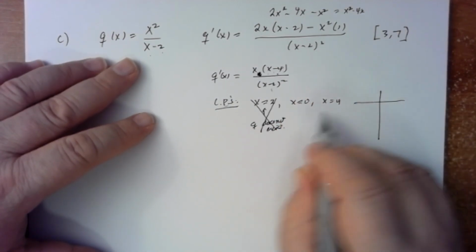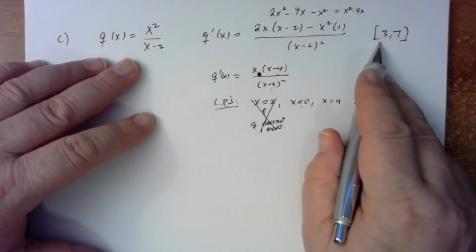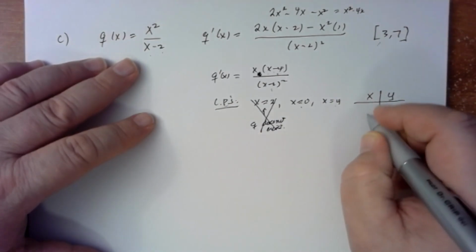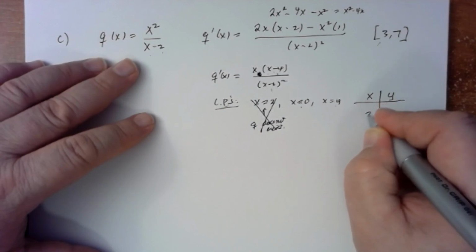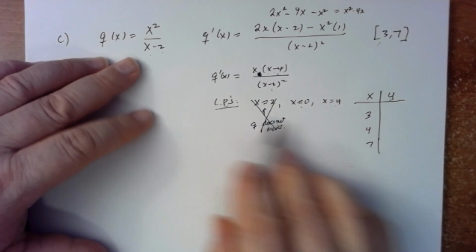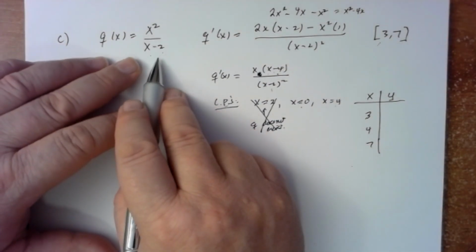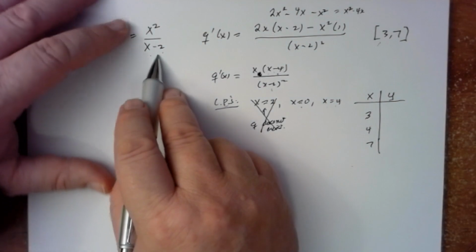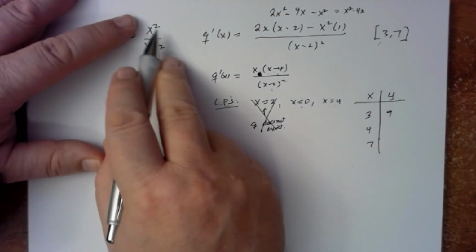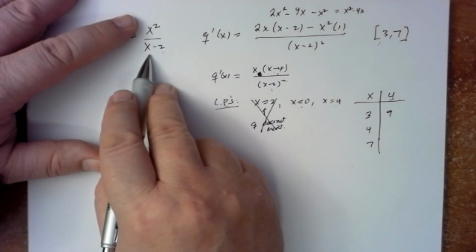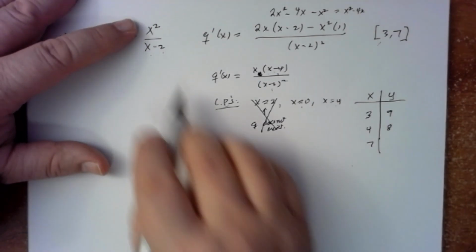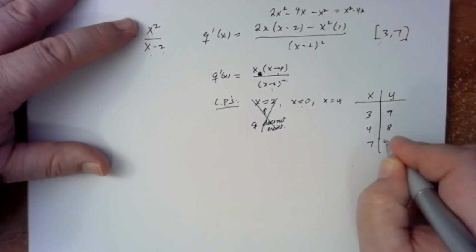Good. Is 0 in our interval? It is not. So 4 is the only point we have to worry about that's in our interval. Okay, so our points are 3, 4, and 7. Now we just plug those into our q of x and see what we get. With 3, we get 9 divided by 1. With 4, we get 16 divided by 2. And with 7, we get 49 divided by 5.